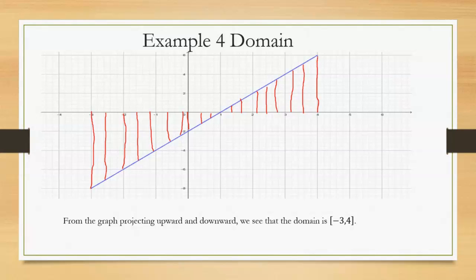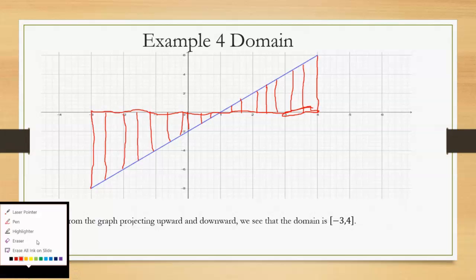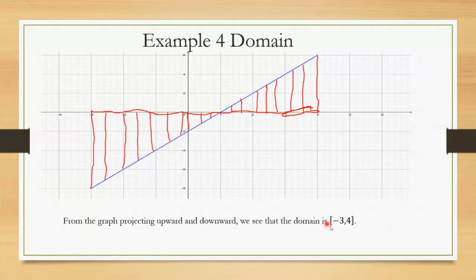But anyway, we can see from these vertical lines that if we were to imagine taking the graph and pushing it onto the x-axis, everything from -3 all the way to 4 is either above the graph or below the graph. Hence the domain is this entire interval from -3 to 4. I hope everyone can see that.